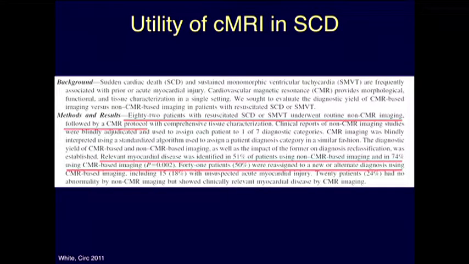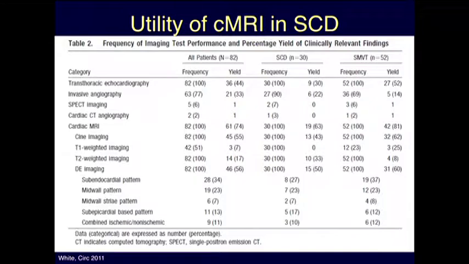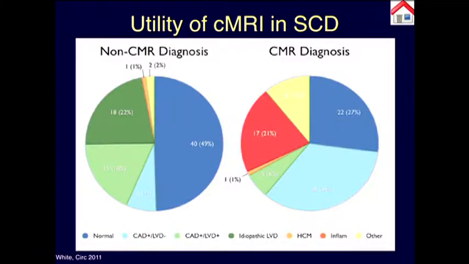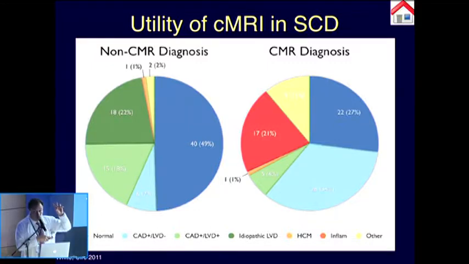Basically, 82 patients who had aborted sudden death or monomorphic VT were taken to MRI after all the workup was done. All 82 of them were taken to transthoracic echo, some to coronariography. And look how the diagnosis changes before and after the MRI. These are diagnoses without MRI and this with MRI. And these categories are normal, coronary disease without left dysfunction, coronary disease with left ventricular dysfunction, idiopathic and inflammatory.